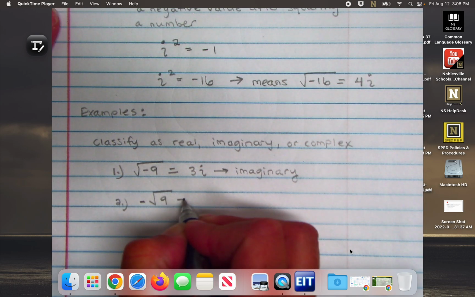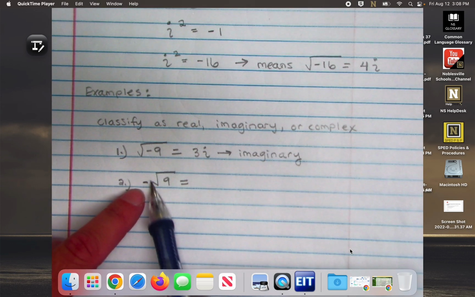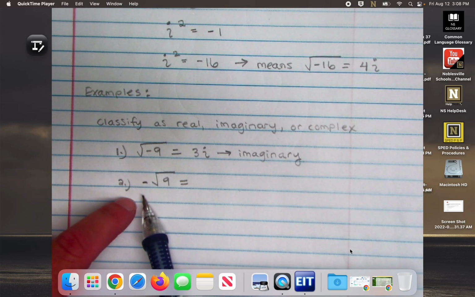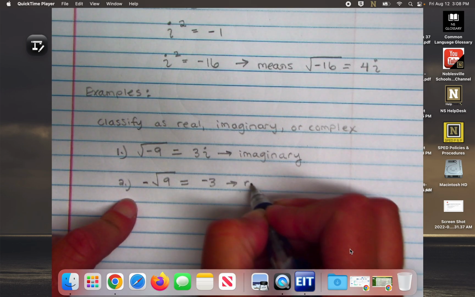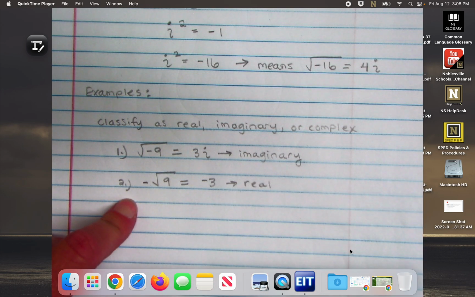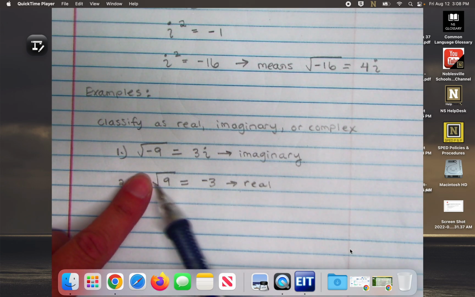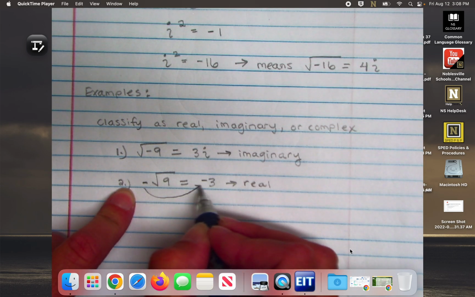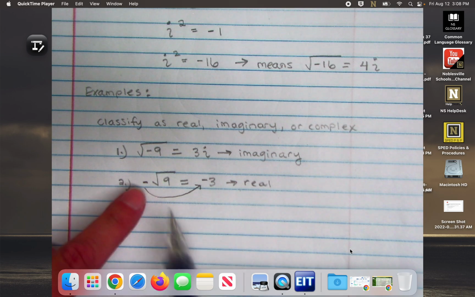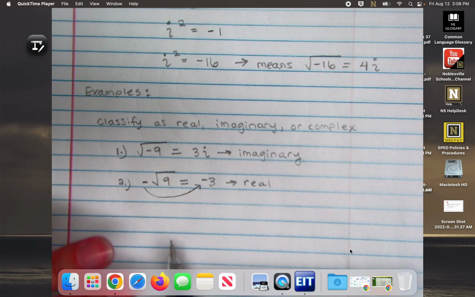The negative square root of 9 would equal what? And this negative is outside, so it'd be -3. It is negative 3, and that is considered a real number. The difference is this negative is on the outside. So you still take the square root of 9, and then the negative sign just goes with the answer. So the outside and the inside does matter.